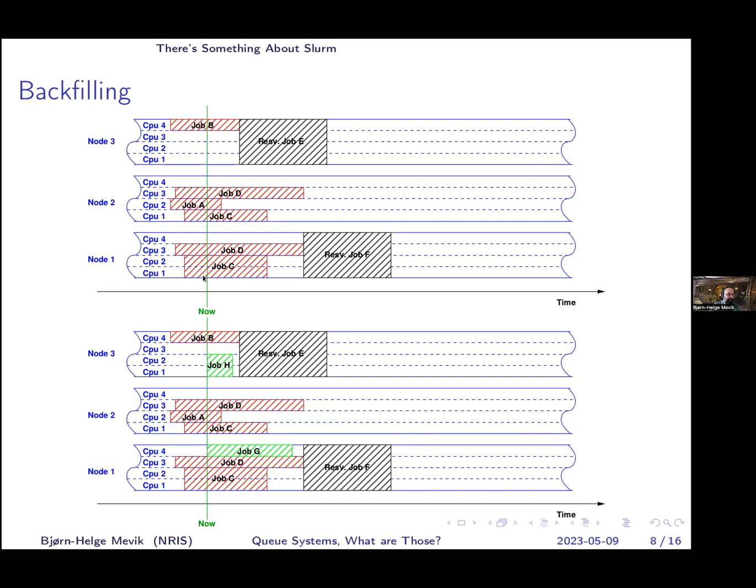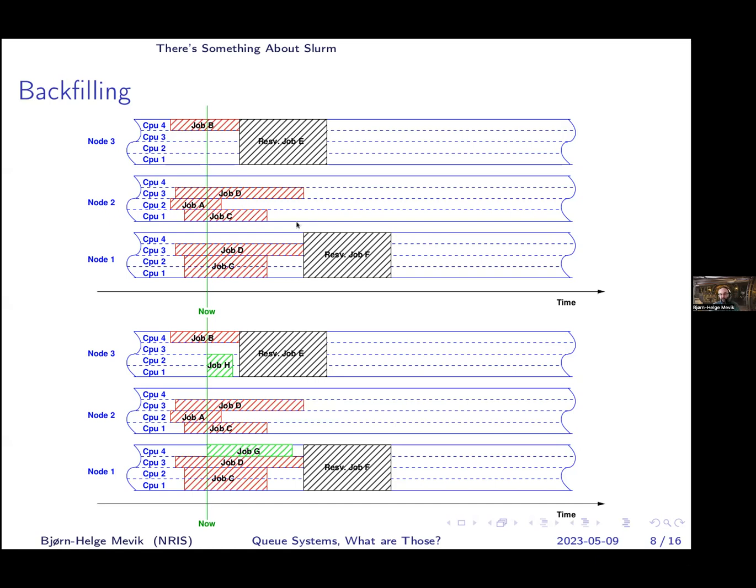At the current time, we have 6 jobs in the queue, A to F. 4 of them are running: A, B, C, and D. They have been started already and are currently running on these resources. Job C here has 2 CPUs on node 1 and 1 CPU on node 2, whereas job A has only 1 CPU on node 2. And then there are 2 pending jobs, E and F, and we assume that E has higher priority and F lower, following the letters here.